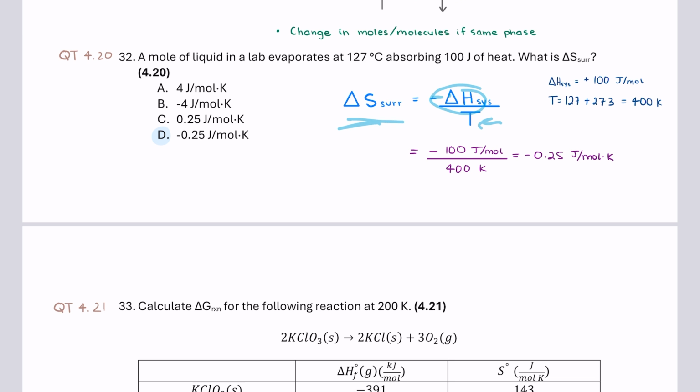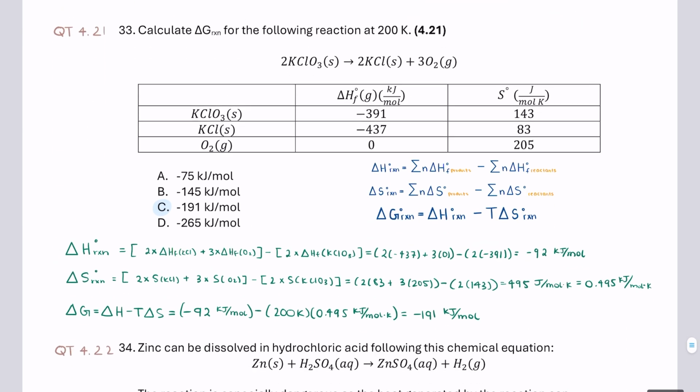Next, we need to convert the temperature from degrees Celsius to Kelvin. The temperature is given as 127 degrees Celsius. This is equal to 400 Kelvin. Now we can plug in these values into our equation. The entropy change of the surroundings is equal to negative 100 joules per mole divided by 400 Kelvin, which gives us negative 0.25 joules per mole per Kelvin. The correct answer here is D. Let's move on to our next problem.